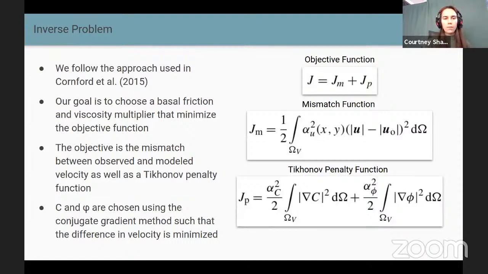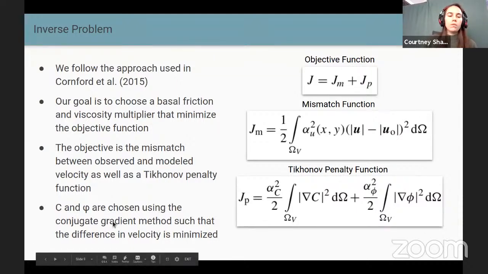And so the approach that we use is the one in Cornford et al. Essentially, we have this objective function that is made up of both the mismatch and the Tikhonov penalty function. And so our goal essentially is to choose a basal friction coefficient and a viscosity multiplier that will minimize this objective function. And the way that that is performed is through a conjugate gradient method.